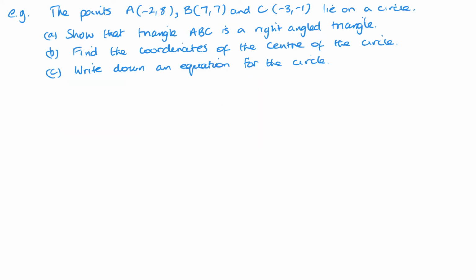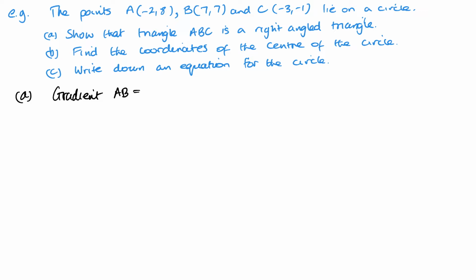Okay, so first example. The points A, B and C lie on a circle. Show that triangle ABC is a right angle triangle. So a right angle is obviously 90 degrees, which means that two of the lines have to be perpendicular to each other. So what we want to do for this first bit is start off by thinking about the gradients of each line. So we can do the gradient of AB, then we can find the gradient of AC and the gradient of BC. And then we've found all three lines and their gradients.